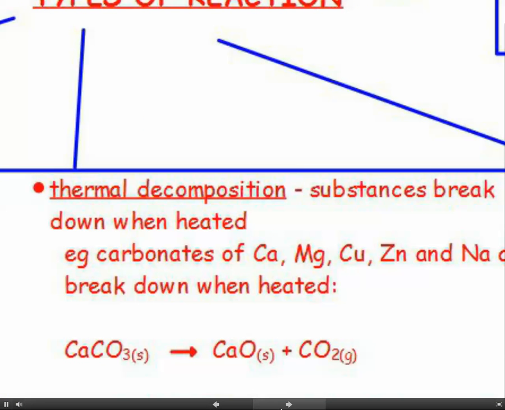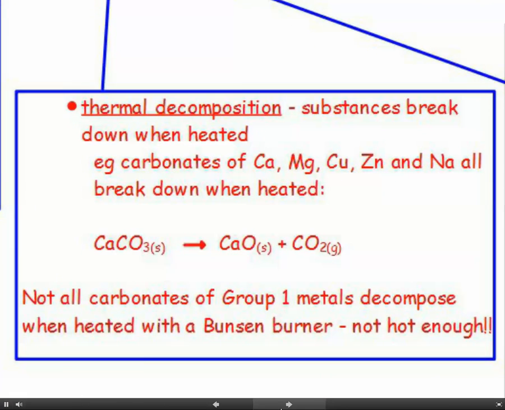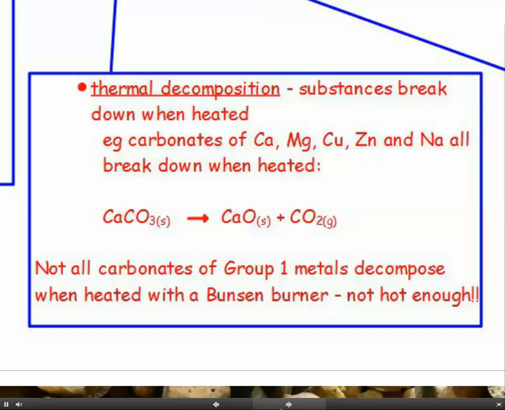Thermal decomposition reactions. Now in these, substances break down when heated. They decompose when heated. For example, carbonates of calcium, magnesium, copper, zinc and sodium all break down when heated. Like this, calcium carbonate, CaCO3, thermally decomposes into calcium oxide plus CO2. Not all carbonates of group 1 metals decompose in this way when they're heated with a Bunsen burner because it's not hot enough.